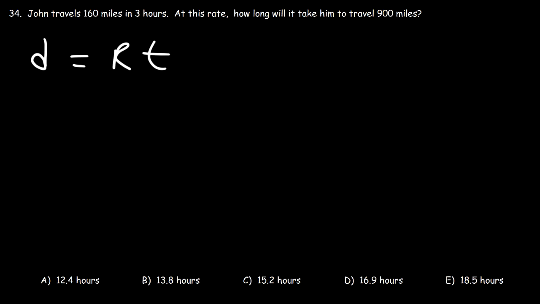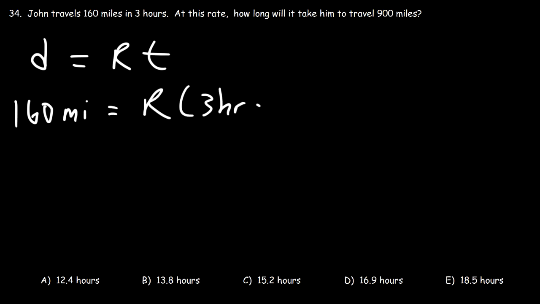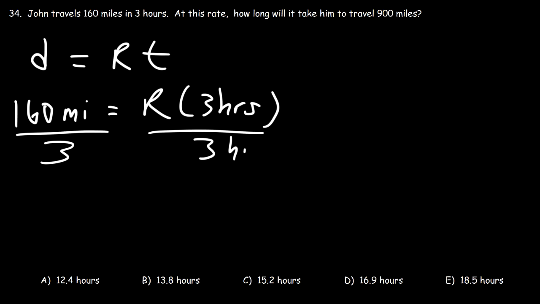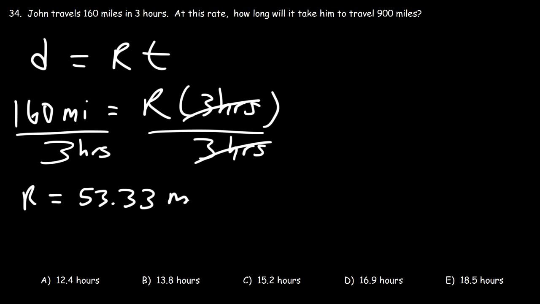So let's calculate the average speed for the first part. We have the distance. He travels 160 miles in 3 hours. So T is 3 hours. So to calculate R, we need to divide both sides by 3. So 160 divided by 3, that's going to be 53.33 miles per hour. So that's the average speed for the first part.